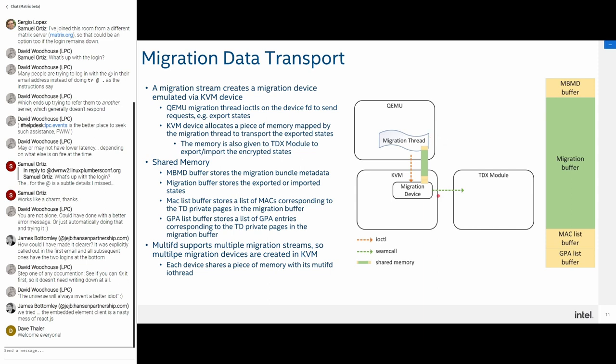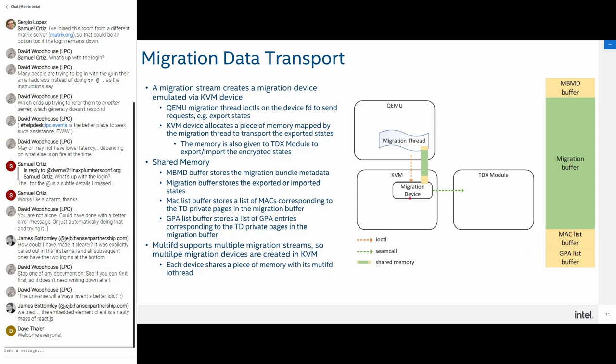Here I build some kind of shared memory, which is shared between the migration thread and the KVM side. On the KVM side, I actually implemented a KVM device-based emulation. This is the logical interface from KVM to the TDX module. This emulated KVM device creates the shared memory. The shared memory includes the MBMD buffer, the payload buffer, the MAC list and the GPA list.